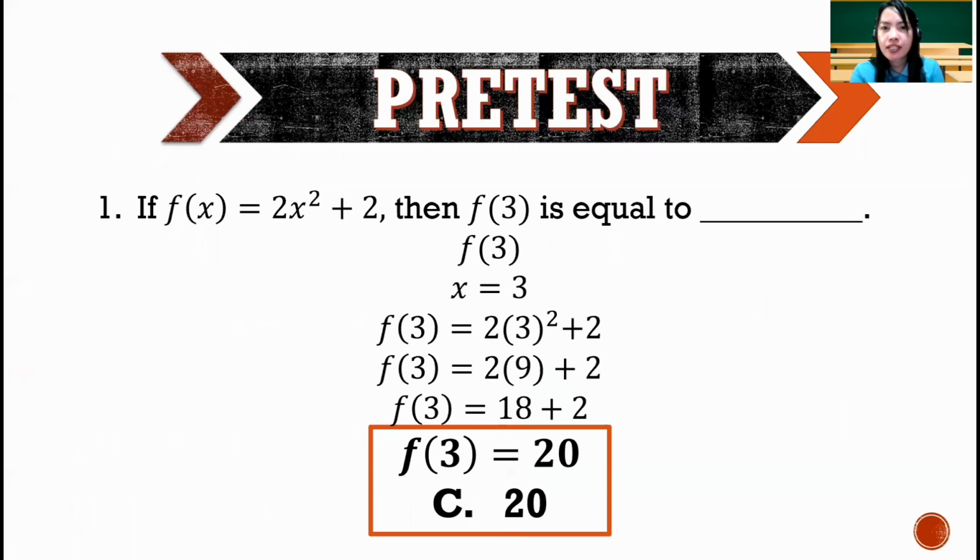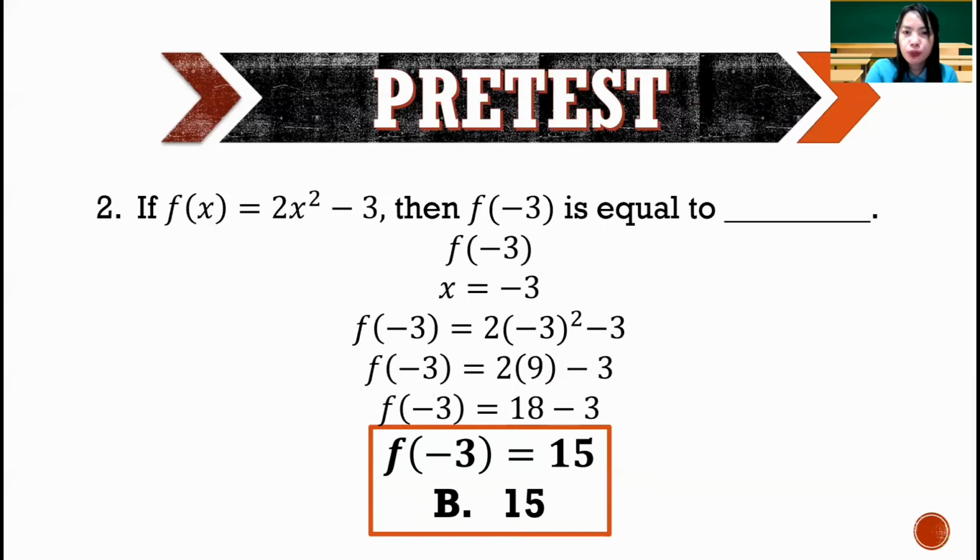Let's answer the pretest part. I know meron ng sagot dun sa last page ng module ninyo, but here, in this part, ibibigay ko yung complete solution for the 5 items in the pretest part. In number 1, this is the complete solution. The answer is letter C, 20. That is the value of f of 3.